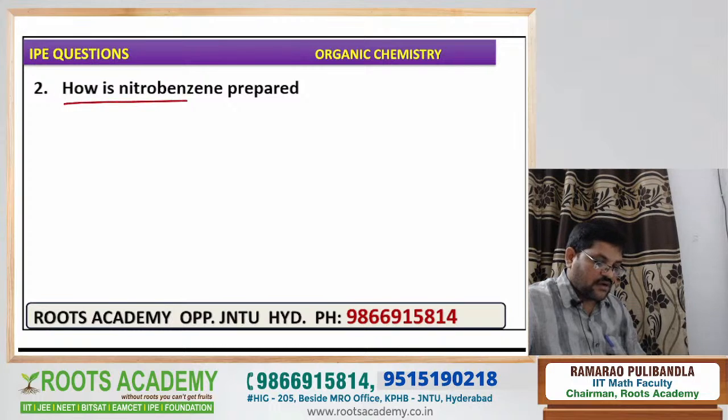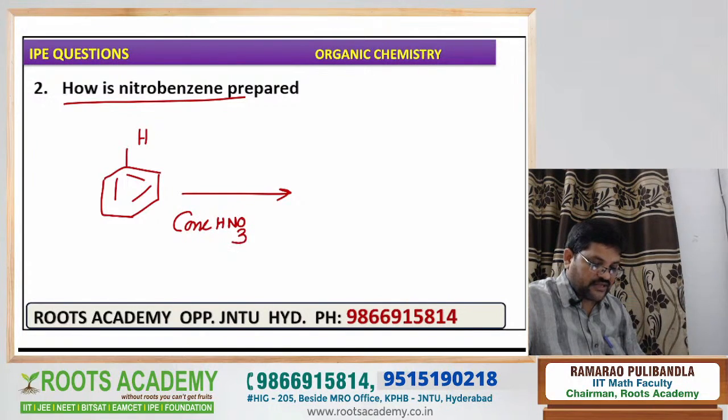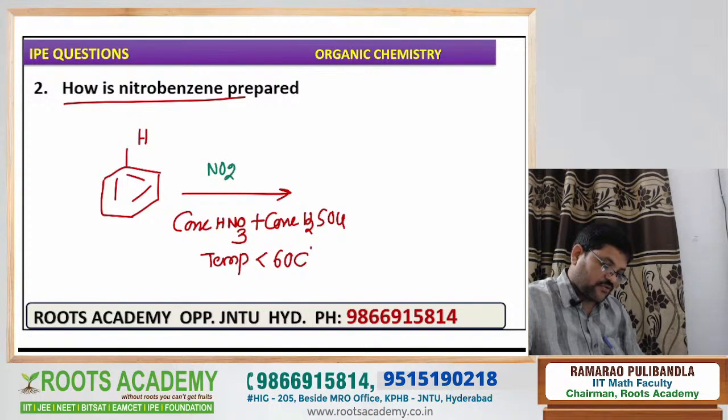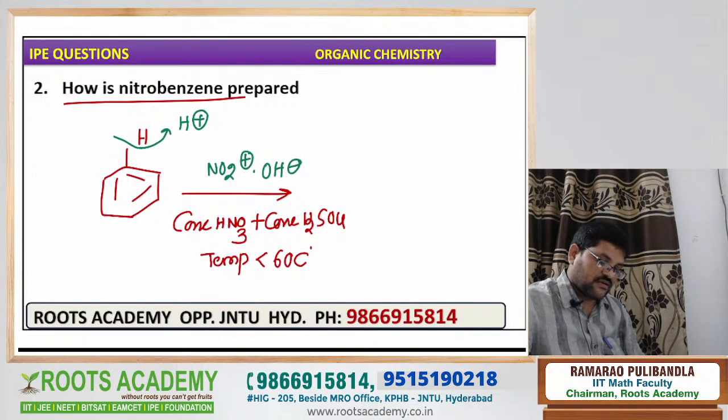See the next question. How is nitrobenzene synthesized? Simple logic. Benzene is heated with nitration mixture. What is nitration mixture? Concentrated nitric acid and concentrated H2SO4, whose temperature is below 60. From the nitration mixture, the species NO2 plus and OH minus comes out. If the hydrogen is removed as H plus, H plus combines with OH minus with loss of water.